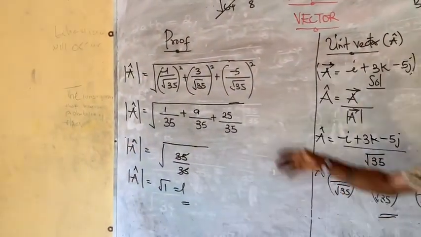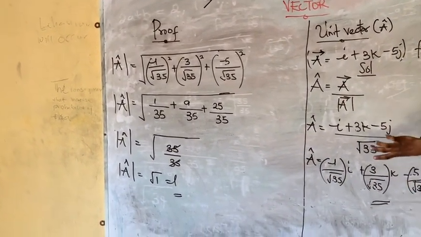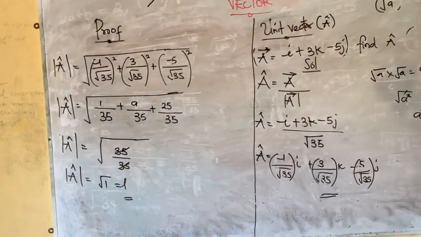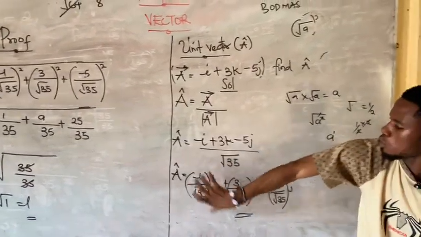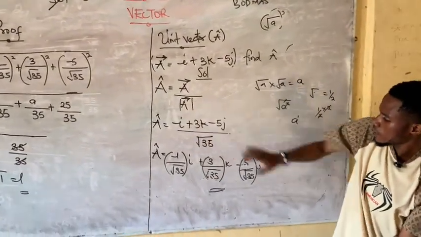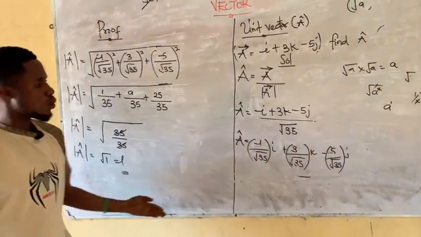So they will now ask you to find the unit vector. The difficult thing in this is for you to find your modulus. As soon as you reach here, just split your modulus. Split them and this becomes your answer. If you're sure of everything, it will surely give you 1.